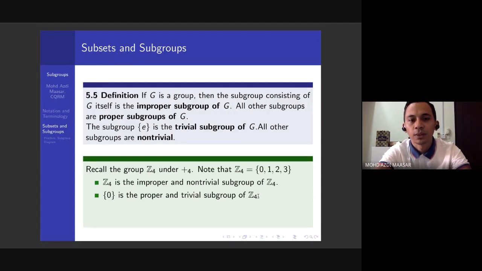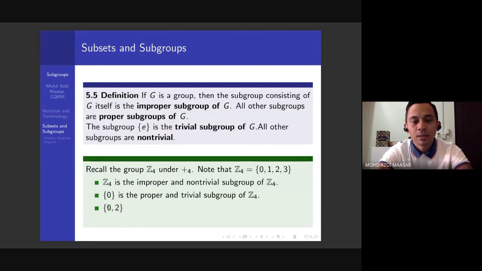Okay, so let's find another subgroup of integer modulo 4. Let's say I want to find this one. This is also a subgroup of integer modulo 4. Why? Because, one, this is a subset of integer modulo 4.